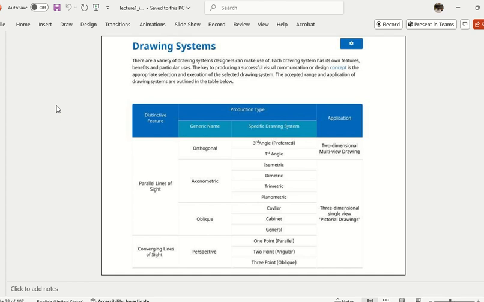So we discussed this one, which is for 2D, first angle method, third angle method. Then we discussed axonometric, where horizontal dimensions are tilted. The difference between them is the angle of their tilt or the scale of the third dimension. Then we have oblique. Oblique is also 3D.